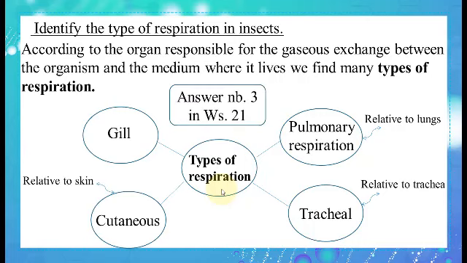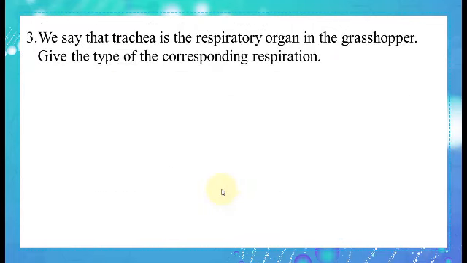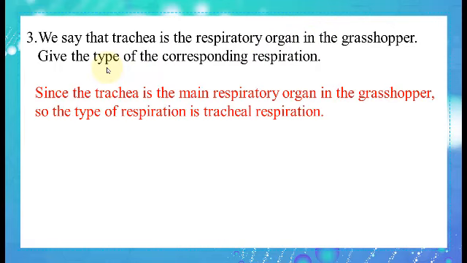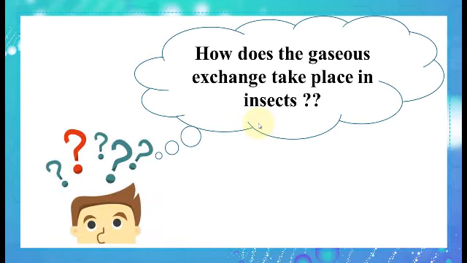Now it's time to answer number 3 in worksheet 21. We say that the trachea is the respiratory organ in the grasshopper. Give the type of the corresponding respiration. So since the trachea is the main respiratory organ in the grasshopper, the type of respiration is tracheal respiration. But how does the gaseous exchange take place in insects?